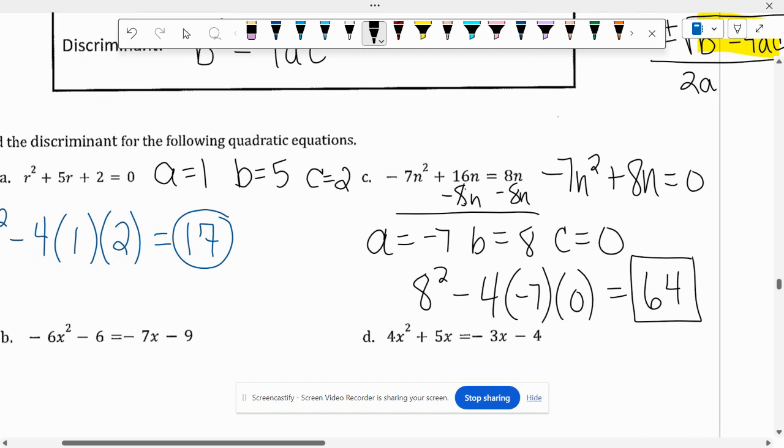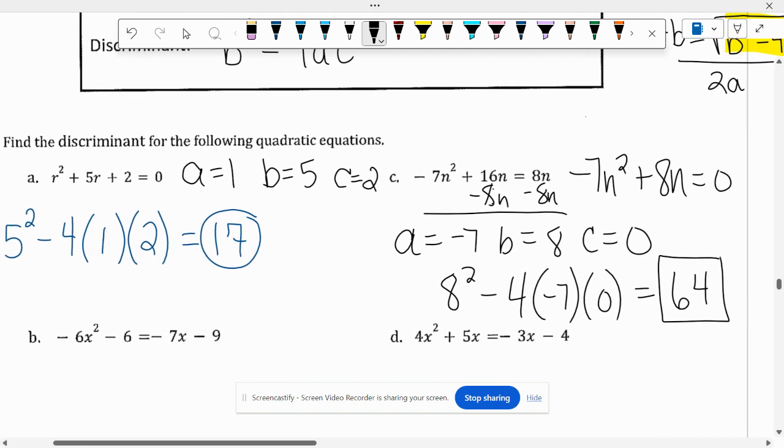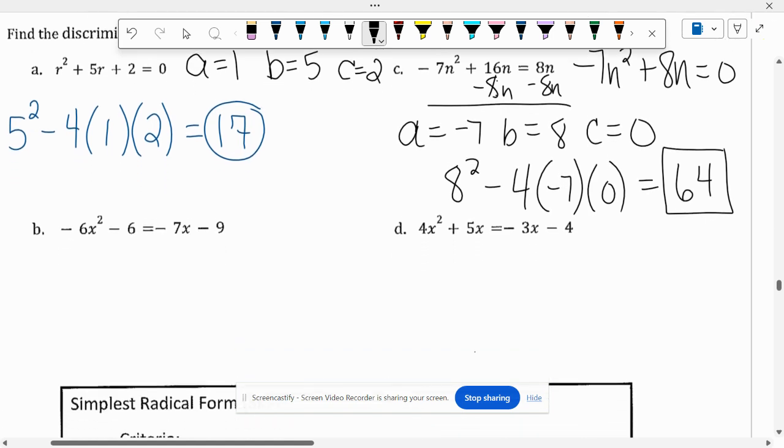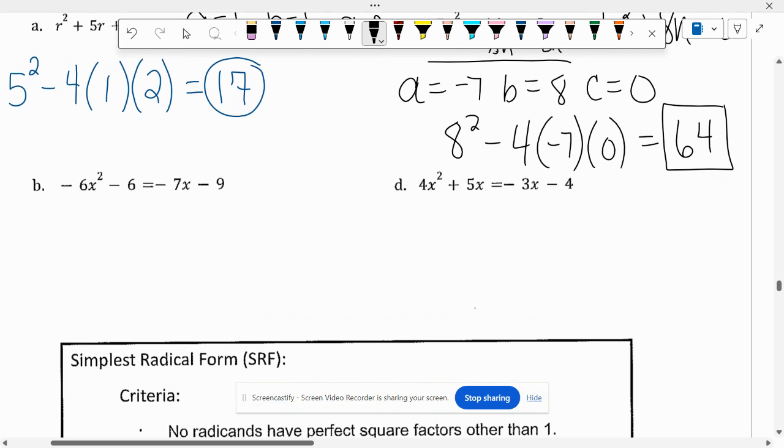What about our next example? Example B. Is this in standard form? What do you got, Tyler? So I want everything on either the right side or the left side. So let's move it all. I don't care which way you move it. I want all of the terms to be on either the right side of the equal sign or the left side.